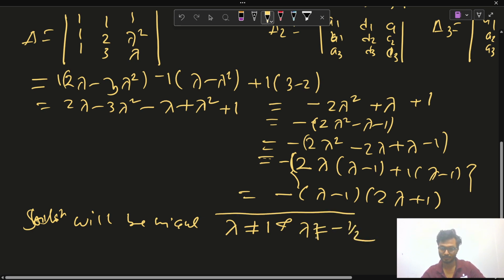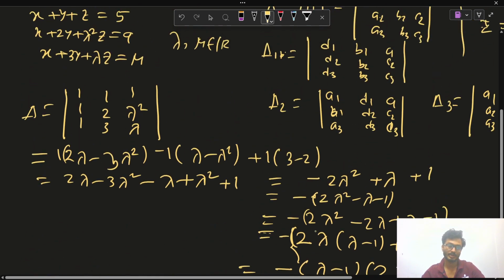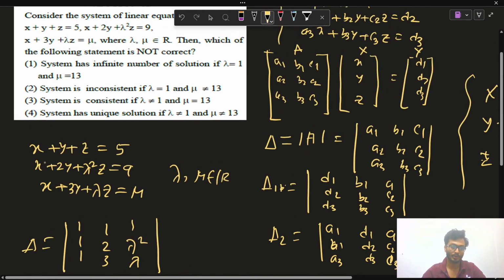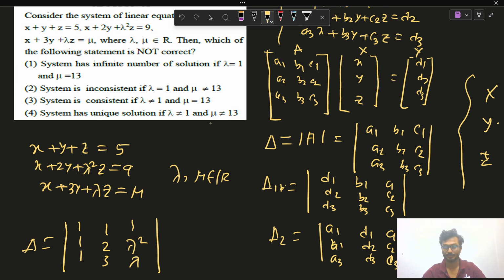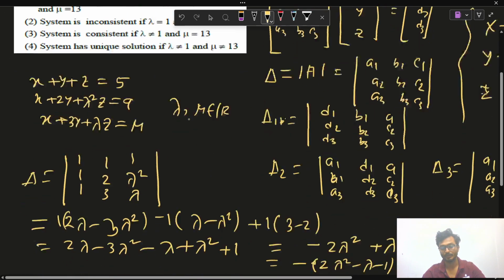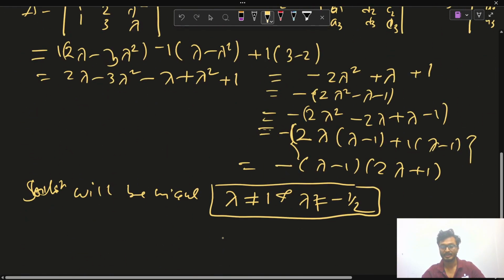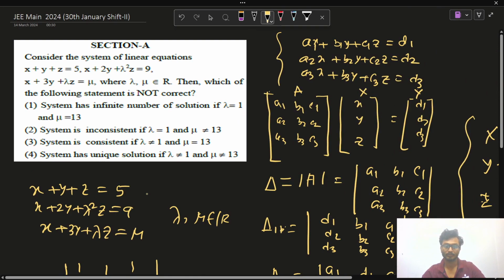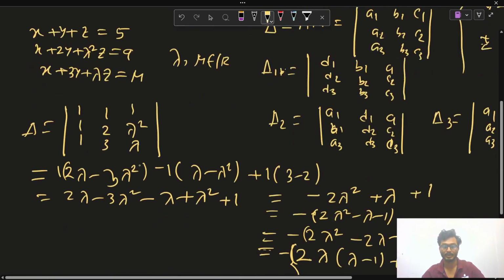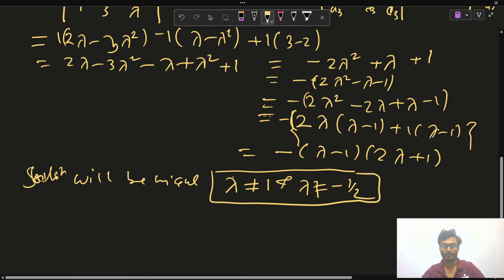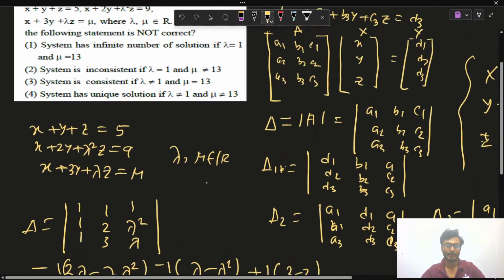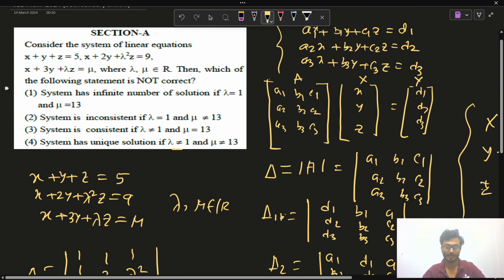So if these two conditions hold, then it will be a unique solution. Let us check the options. For a unique solution, lambda not equals 1 and mu not equals 3. But even if lambda is not equal to 1, if lambda equals minus half, then it will not give a unique solution, right? So lambda not equals 1 and also lambda not equals minus half, but this condition is not given here. So this is not true.